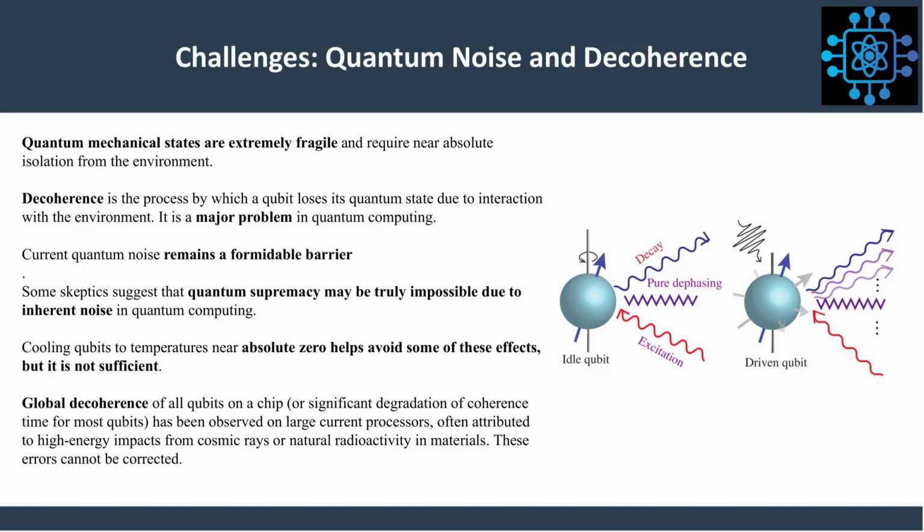Quantum noise and decoherence pose significant challenges in quantum computing. Qubits, highly sensitive to environmental interactions, lose their quantum state, complicating reliable computation. Despite cooling to near absolute zero, global decoherence persists, often due to cosmic rays or radioactivity. These errors remain uncorrectable, raising doubts about achieving quantum supremacy.